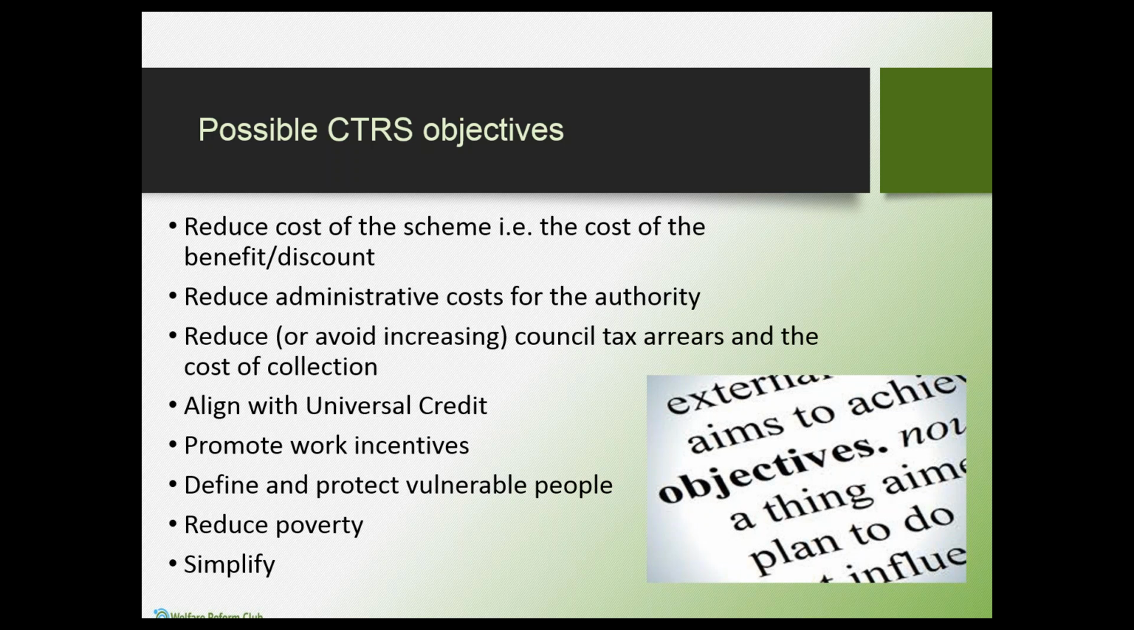In reducing poverty, you probably want to define who in your authority you would say are vulnerable people, and try and protect them, perhaps even give them 100% rather than 80% or 75%, whatever it is. And you might also want to have a look at trying to simplify the scheme, which will actually align with the most favourite objective that you've just chosen, which is reduce administrative costs. So all of these objectives are ones which we've seen in the work that we've done with authorities, that authorities want.